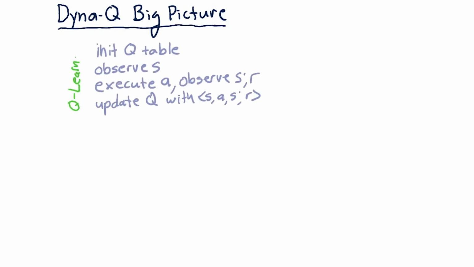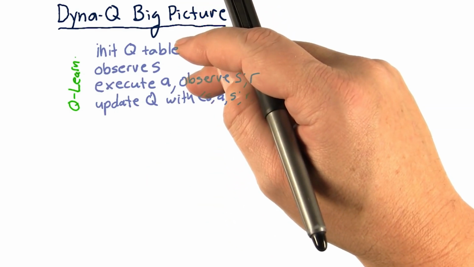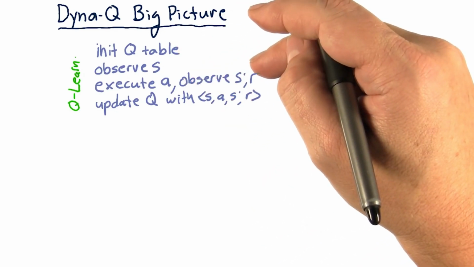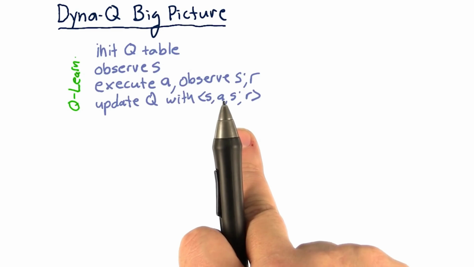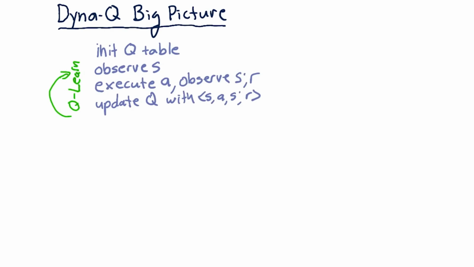Here's how it works. Let's first consider plain old Q-learning. Dyna is really an addition to Q-learning, so let's start with the regular Q-learning and then look at how we add Dyna into it. We initialize our Q table and then we begin iterating. We observe S, we execute action A, and then we observe our new state S prime and our reward R. We then update our Q table with this experience tuple and repeat. We do that over and over again, interacting with the world, and our Q table becomes better and better.